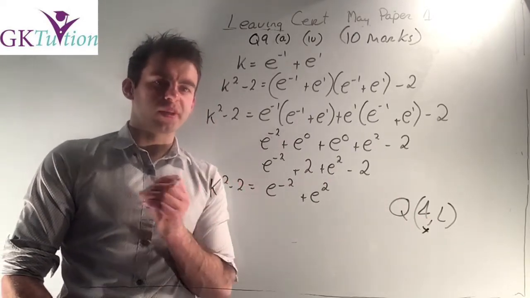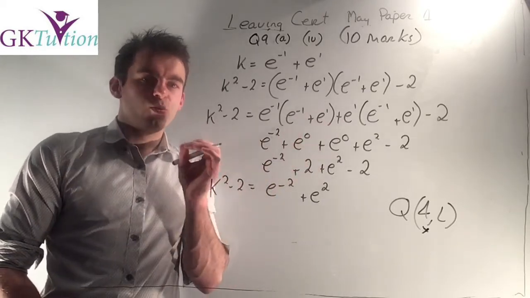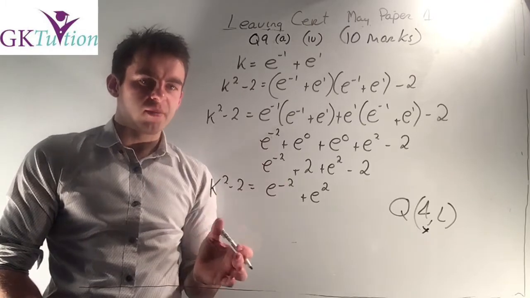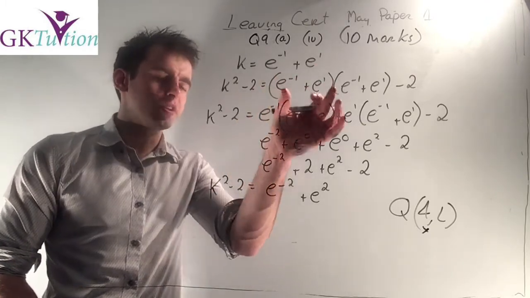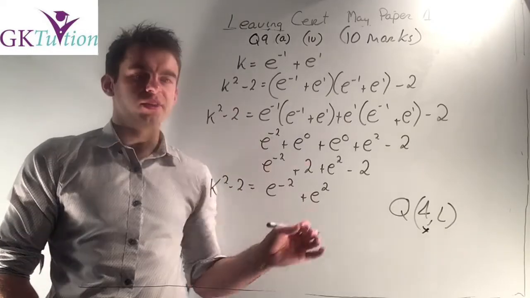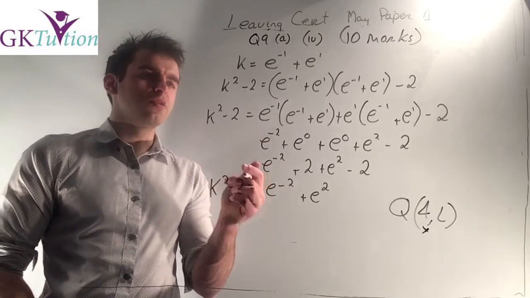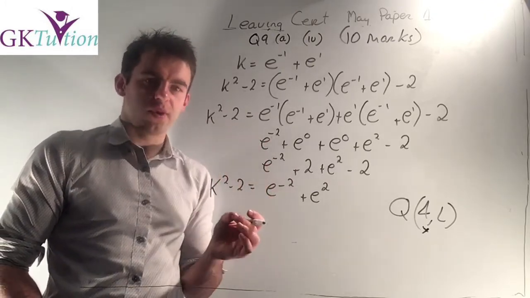Now, a lot of people use their calculator for this, and it works out as 7.2 or something like that. We were very generous to you, and we gave you the marks for that, but ultimately they wanted you to do it like this. And realistically, in the Leaving Cert, if you just started plugging into your calculator like that, you probably wouldn't get the marks.